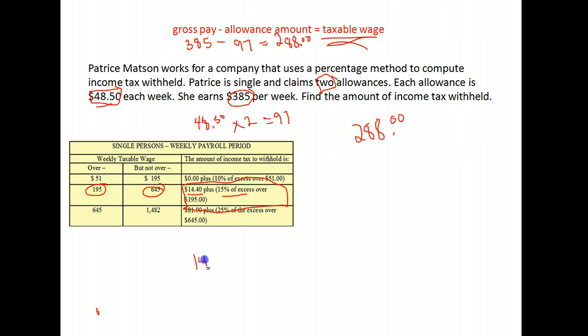So she's going to pay $14.40 plus 15%. Move the decimal 2 places to the left to change that percent to a decimal. And here we need to put the excess over $195. We had $288. So how much more is that than $195? Well, just subtract and you'll find out. Looks like $93.